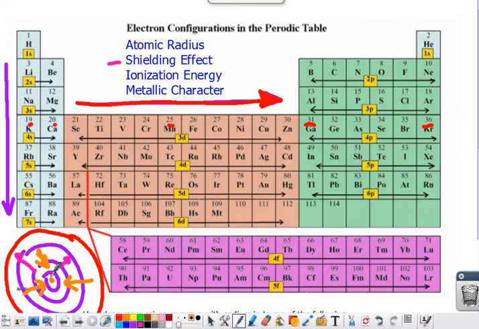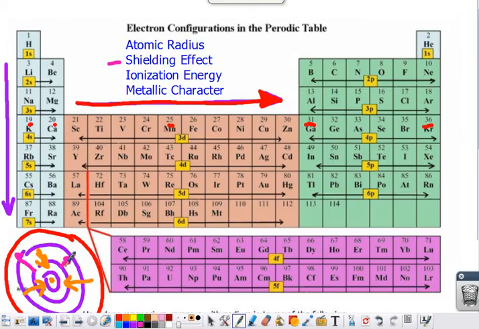All right, so shielding effect increases as we go down. Now, as we go across, shielding effect actually doesn't change at all. Not at all. Because the inside layer is not changing at all. When we go from potassium to calcium, we still have the same inside layer. We go from calcium to germanium, still the same inner layers. We still have 3 inner layers repelling that 4th layer we're building upon.